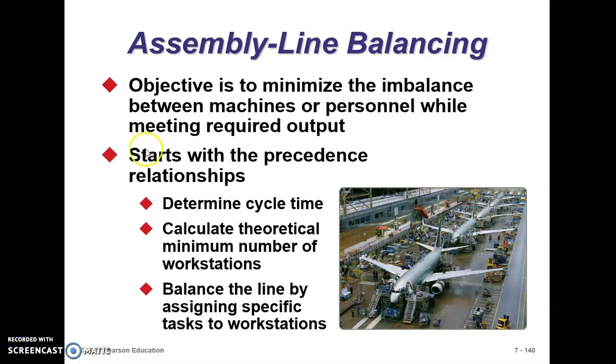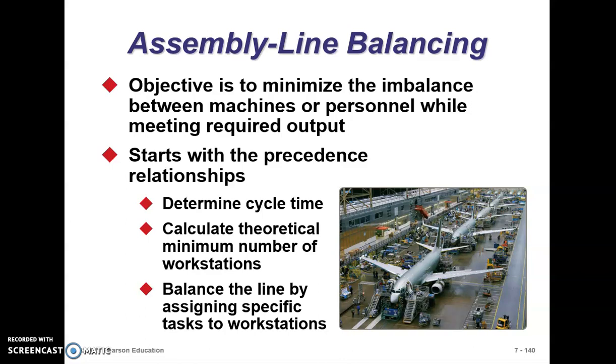Okay, for assembly line, they have the precedence relationship. Precedence relationship, we want to know how long the cycle time is. Cycle time is how long the product will take to be finished for one cycle. For example, you can sew the cloth, baju kurung, in 1 hour for one piece of baju kurung. So that is one complete cycle.